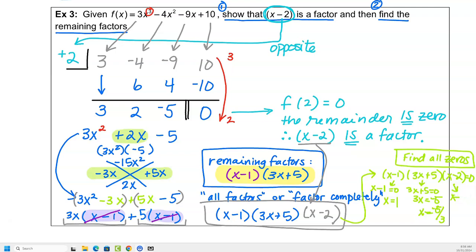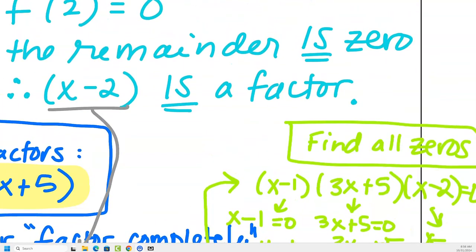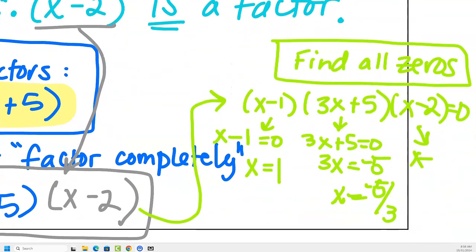I'm writing it really small. Let's zoom in here. You'd have x minus 2 equal to 0, and x then is 2. And so our answer would be that.